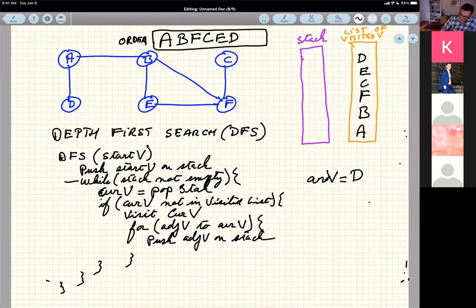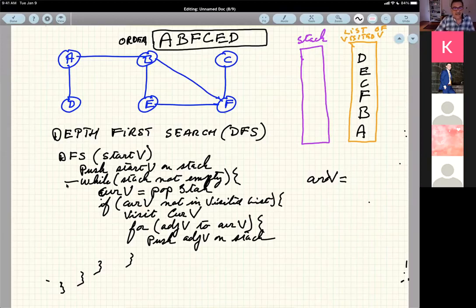And now when I go back, the only one that can be accessed from D is A. I push A. I come back to the top. I pop A. A has been visited. There's nothing to do here. The stack is empty. I have visited all of my vertices in depth first manner.